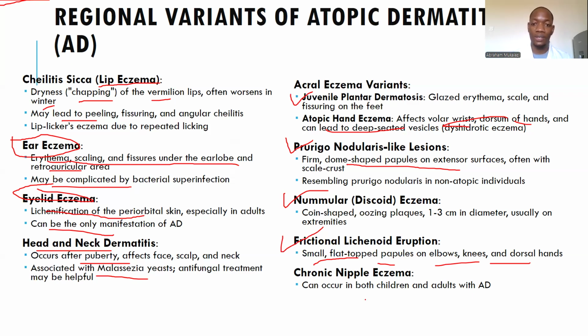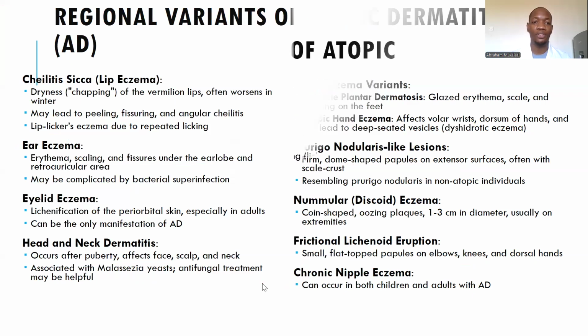We can also get what we call chronic nipple eczema. It can occur in children, even adults with atopy, where they get a well-demarcated oozing plaque around the nipples, and you're going to see a picture.